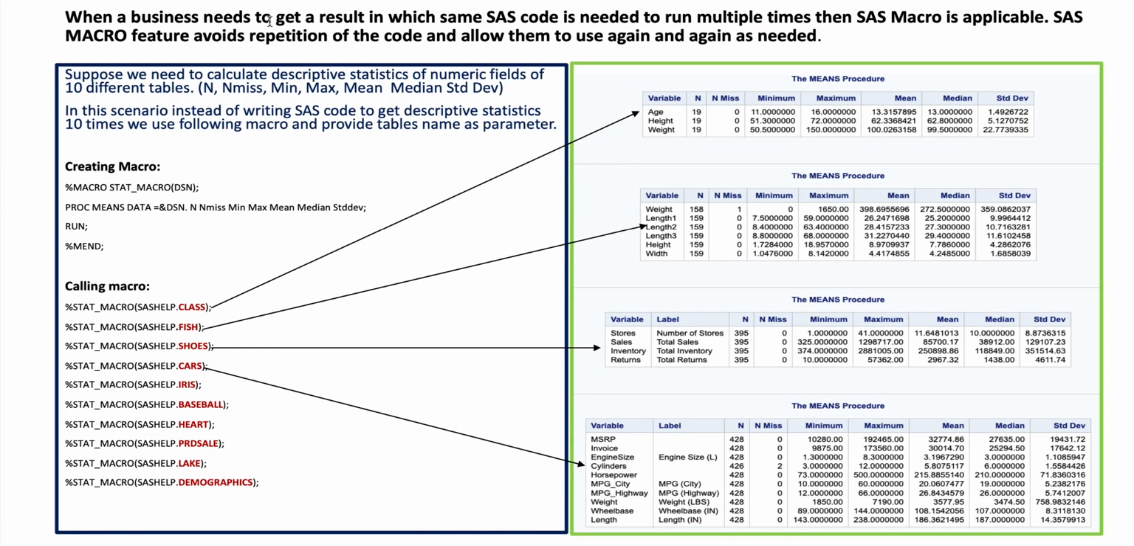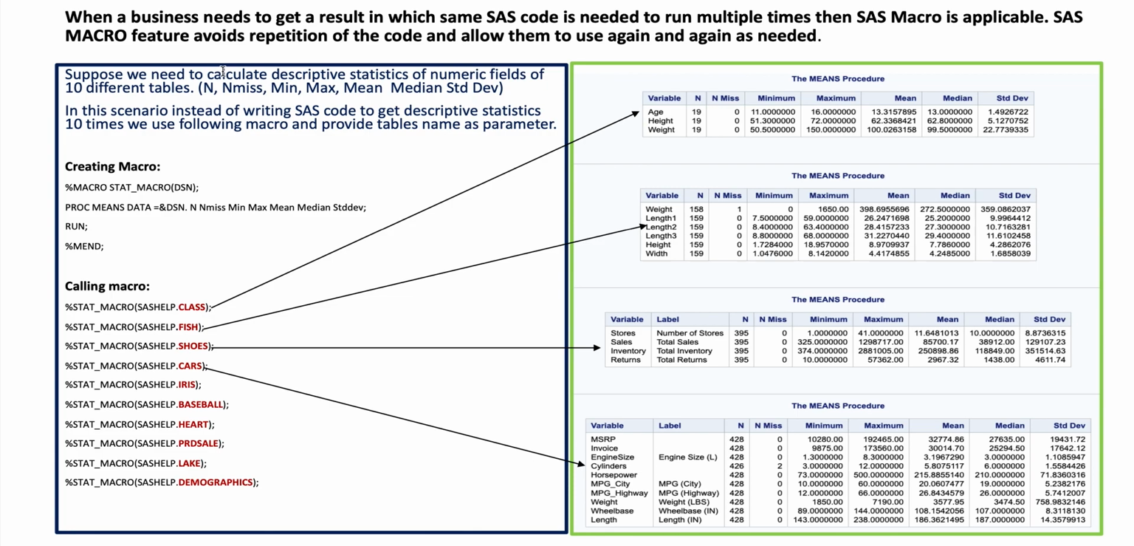When a business needs to get a result in which the same SAS code is needed to run multiple times, then SAS macro is applicable. SAS macro feature avoids repetition of the code and allows them to use again and again as needed. We have a sample example here.